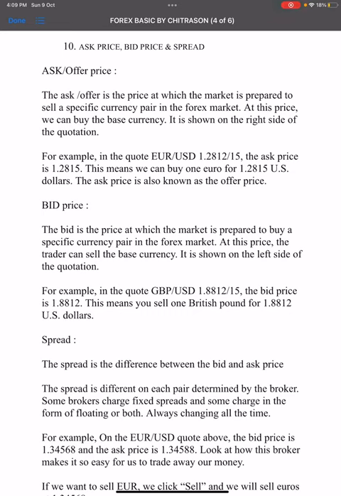Okay, so let's say the price is 1.2812 slash 15, the same in the real market, 1.2812 and 1.2815. So the ask price is 1.2815, shown on the right side. This means we can buy 1 euro for 1.2815, that is, 1 euro equals 1.2815 US dollars.